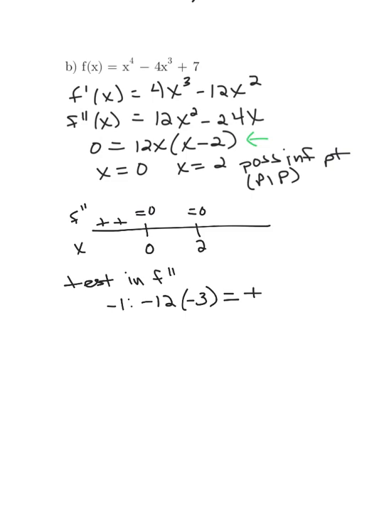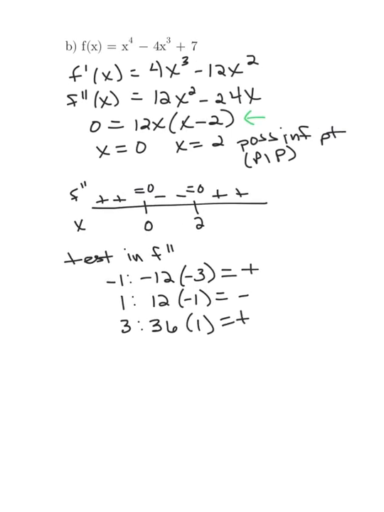Pick something between 0 and 2. So let's pick 1. If I put 1 into that factored form, I would get 12 times negative 1, which is a negative. So the items between 0 and 2 are negative. And then let's test 3. Putting 3 into the second derivative, I will get 36 times 1, which will be positive. So the items to the right of 2 are positive.